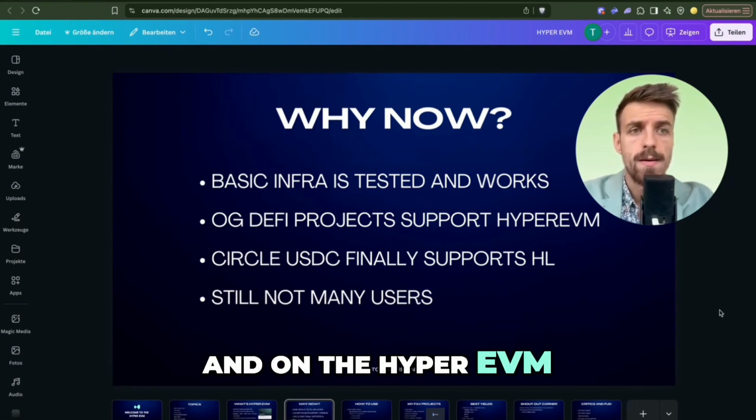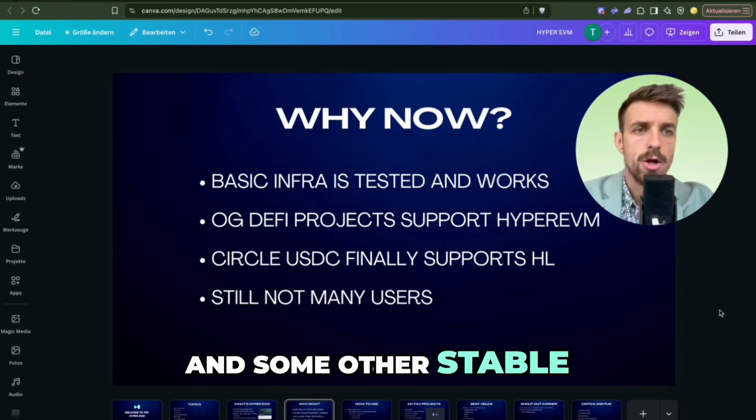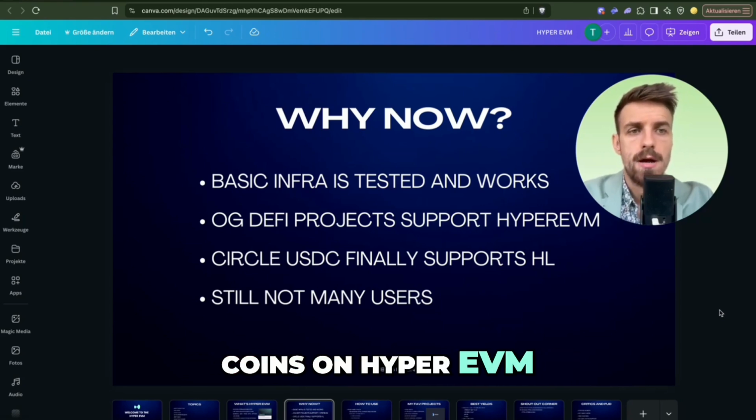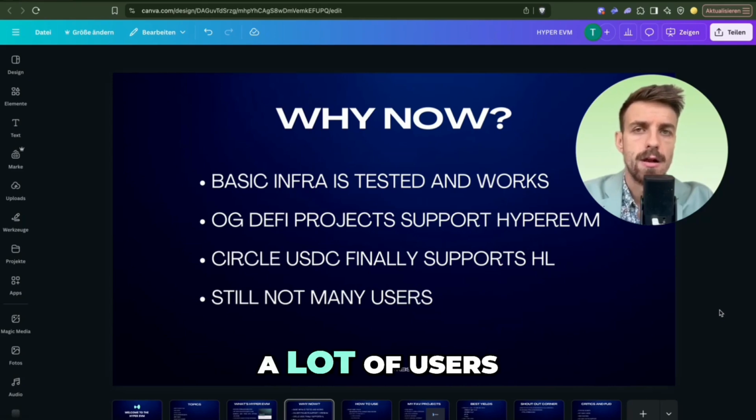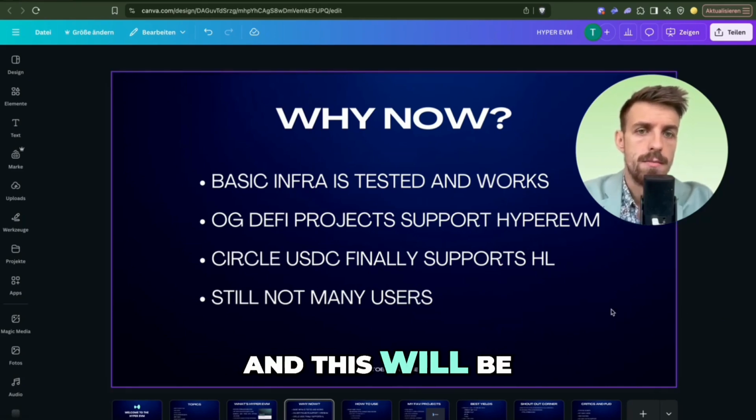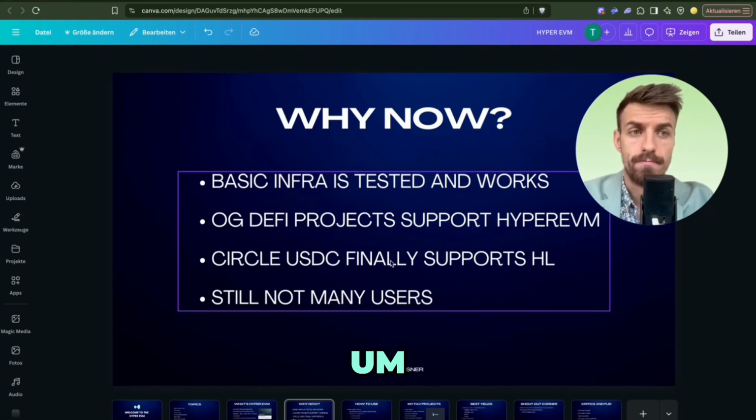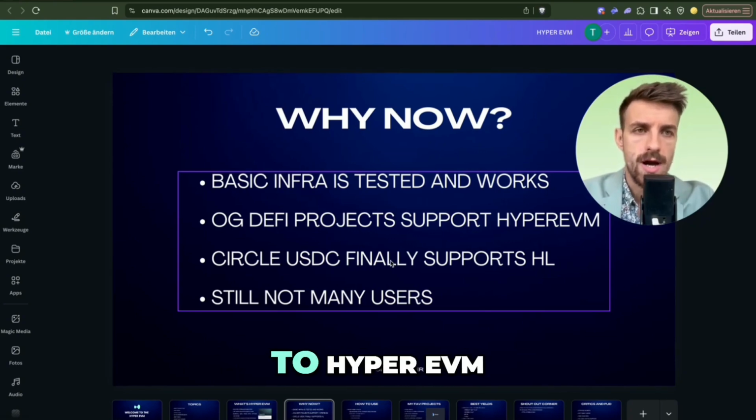And on the HyperEVM we will also see USDC. Right now there is USDT, USDHL, and some other stable coins on HyperEVM, but I understand that a lot of users also want to use USDC on HyperEVM, and this will be possible from now on. Also, this will bring more liquidity to HyperEVM.